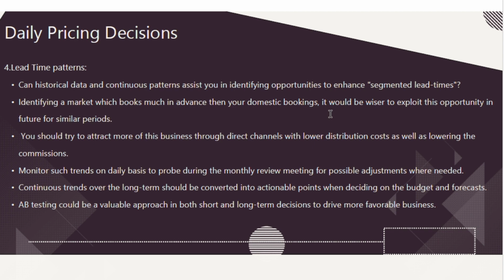For example, if you have a budget target for this month, let's say 100,000, and based on looking at the different market segment lead times, you can predict how many bookings you are going to receive, and then you will have an understanding whether by having these bookings you will be able to achieve the target which you aim to achieve or not, and then accordingly you adjust your strategy.